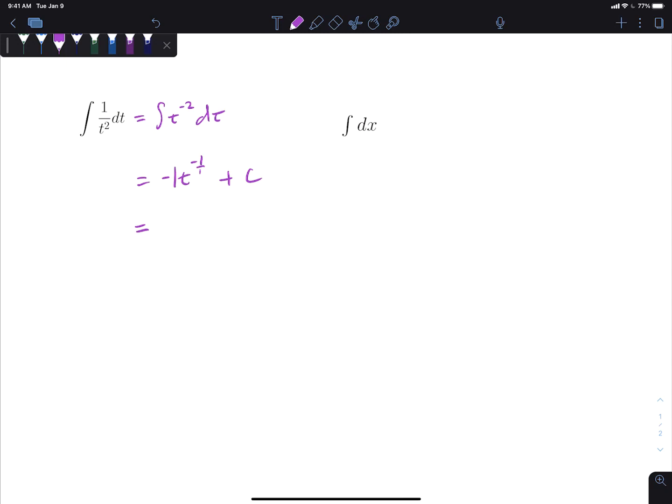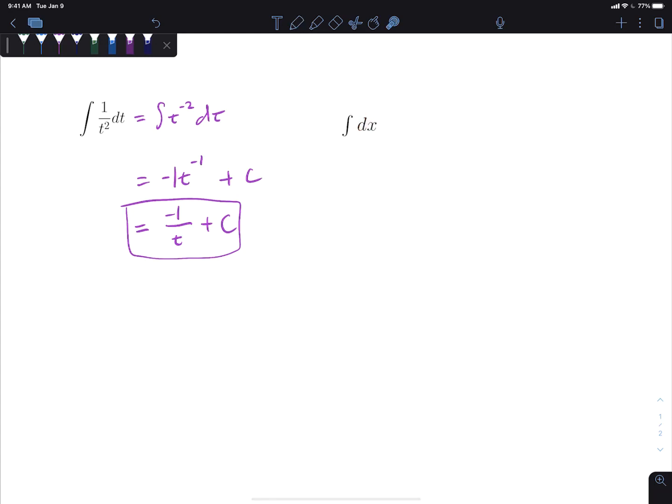Now notice that a negative exponent there means that t could go to the denominator. Now keep the negative 1 out front in the numerator, over just t to the 1st power, which just means you don't write the 1. So it's negative 1 over t plus c. Excellent.